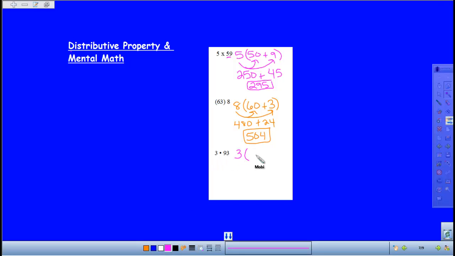And the last one, 3 times 93. Again, I'm going to do 90 plus 3. 3 times 90, 270, plus 3 times 3, which is 9, and I would get 279 for my total. That's how you would use the distributive property for mental math when you're finding these products.